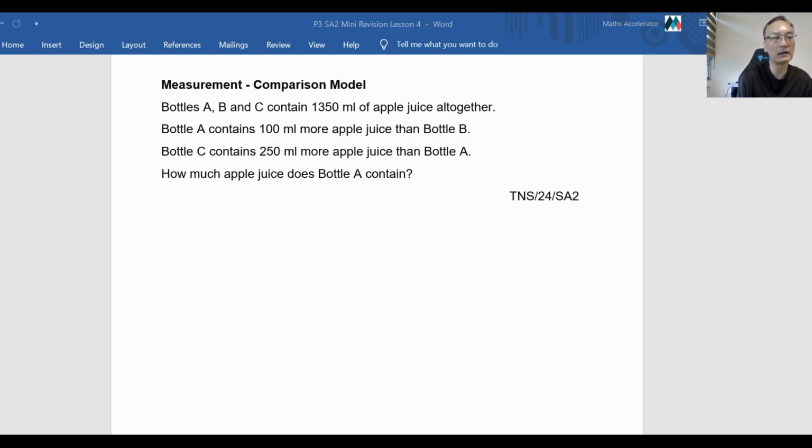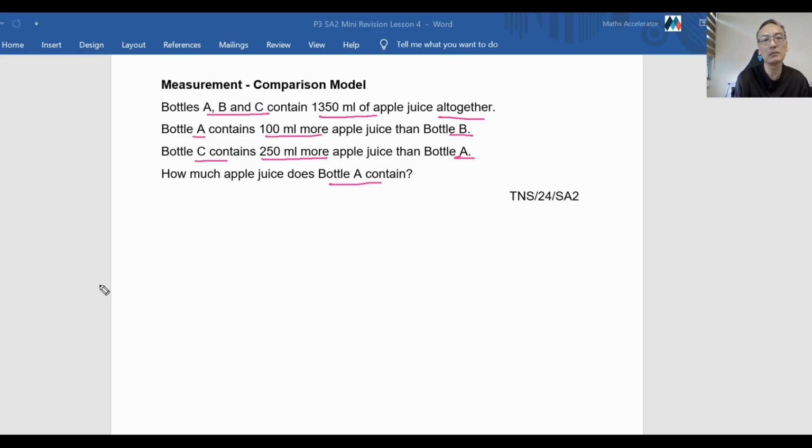So after reading, let's underline the keywords. The keywords will be, this is the total volume of apple juice altogether for these 3 bottles. And we have a comparison in the second line that bottle A is 100 ml more than bottle B. The third line tells us that bottle C contains 250 ml more apple juice than bottle A. And we need to find how much apple juice does bottle A contain.